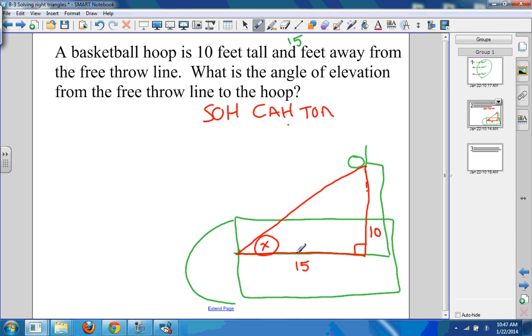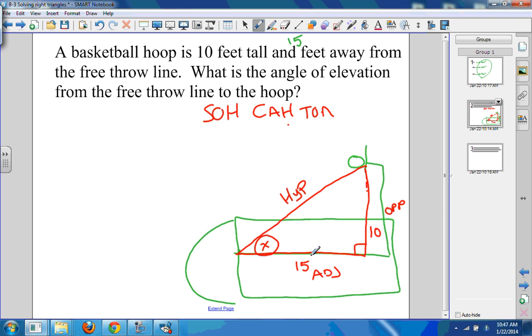So we need to first label our sides of the triangle. So we have the hypotenuse. Hypotenuse is always the easiest to identify. Our hypotenuse is right here, and we don't have any information about it. So we're probably not going to use that in our problem. Then we have the opposite side. Opposite is opposite the angle we're looking at. So if this angle X is the one we're using, the opposite side is going to be here at 10. And then the last one is the adjacent side, or the side touching the angle.